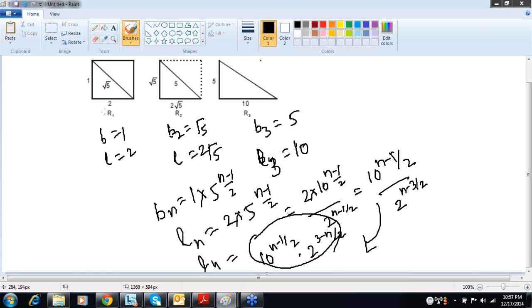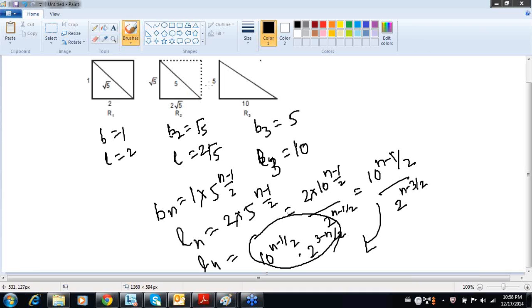See, what it is saying is, in the first rectangle, breadth is 1, length is 2, diagonal is root 5. In the next rectangle, breadth will become root 5 and length will become 2 into root 5. Now, if that is the case, diagonal will be what? 2 root 5 whole square plus root 5 whole square, so it will be 5 whole square, so diagonal will be 5.